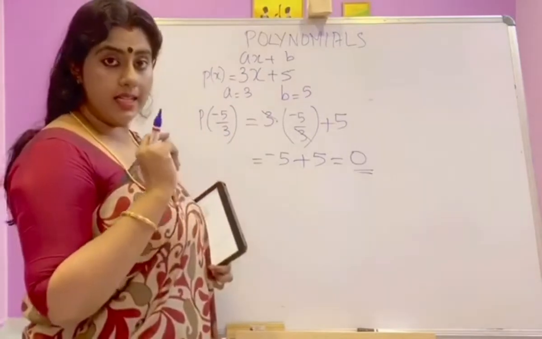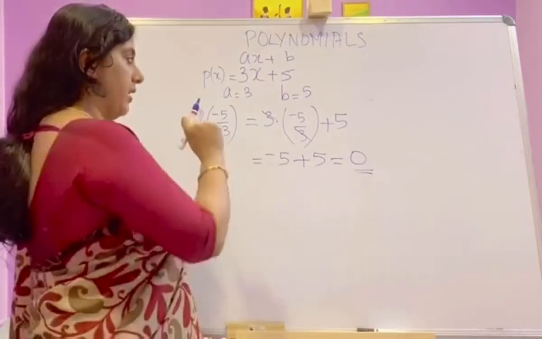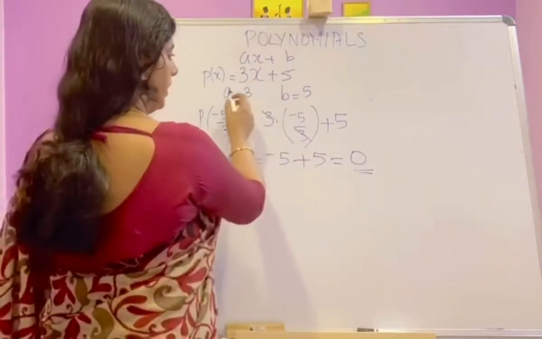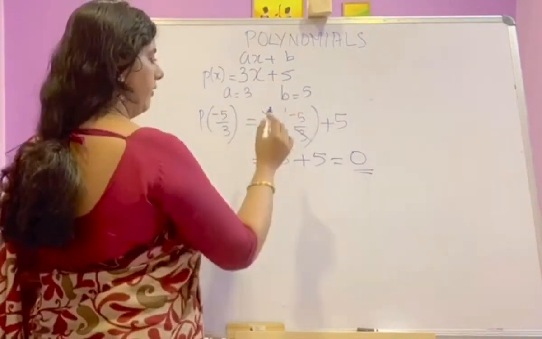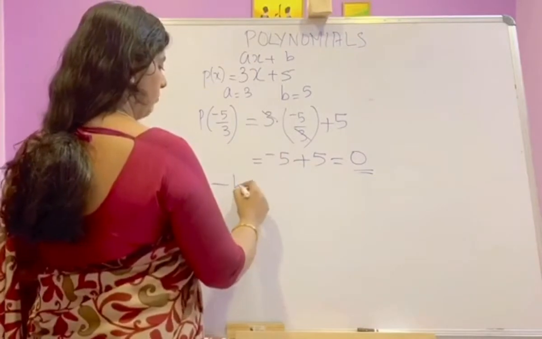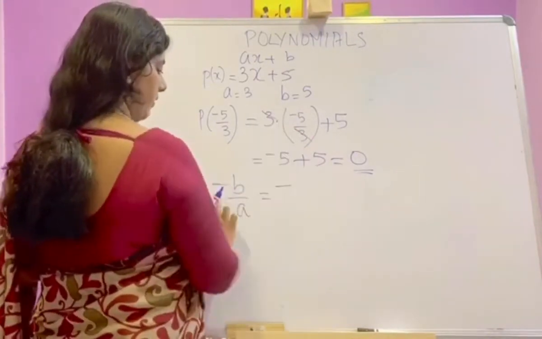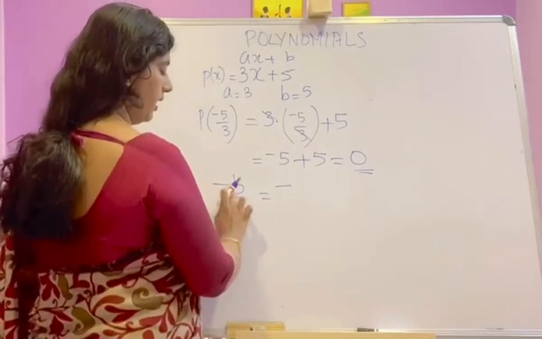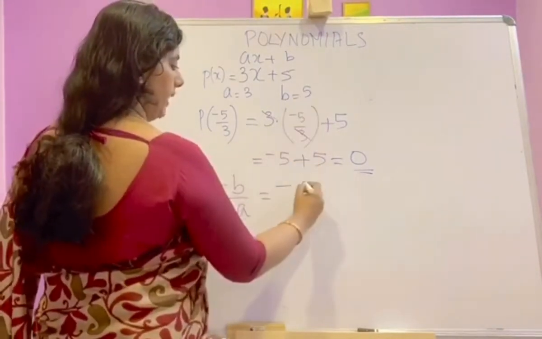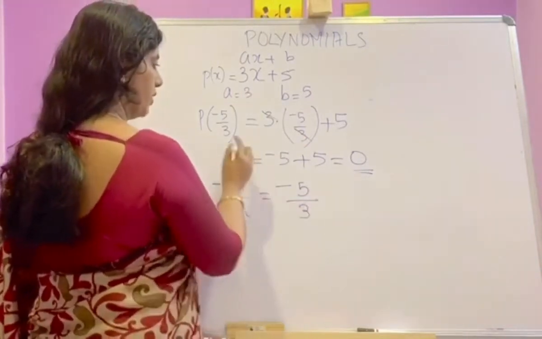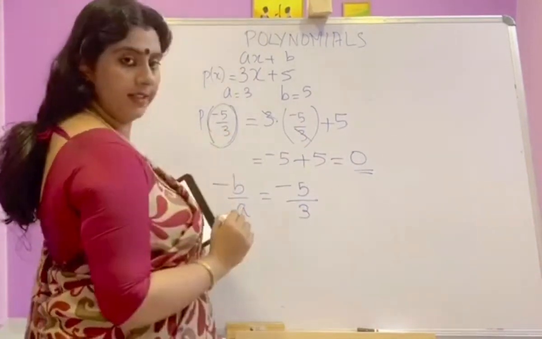And there is a relation with the variables in this polynomial. Here a is 3, b is 5. What about negative b by a, which is equal to negative 5 by 3? Here the negative is in the formula: negative b is negative 5, divided by a, 3. That was the zero we got earlier.